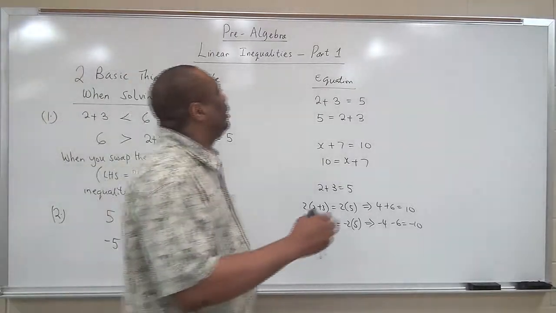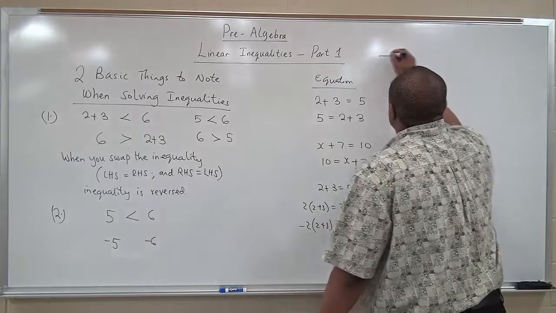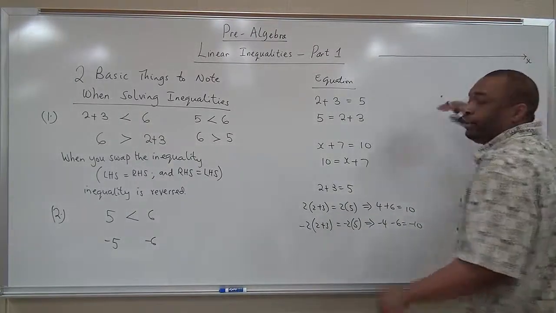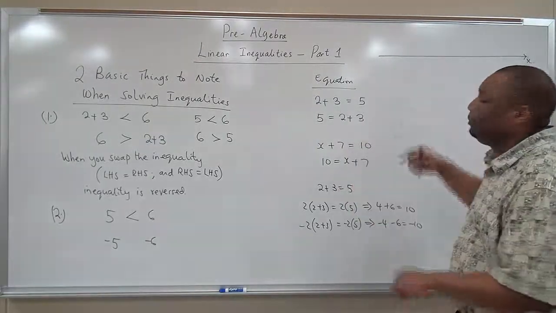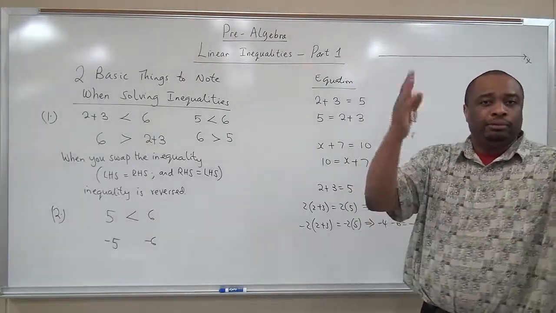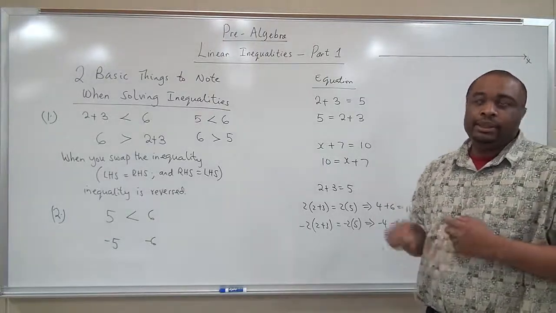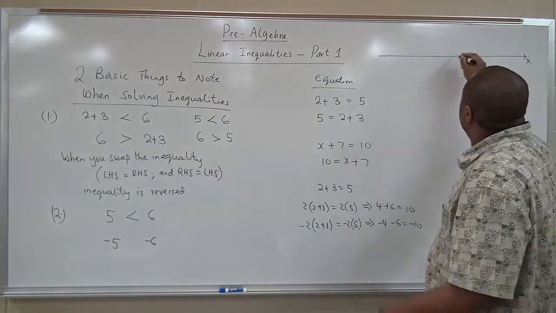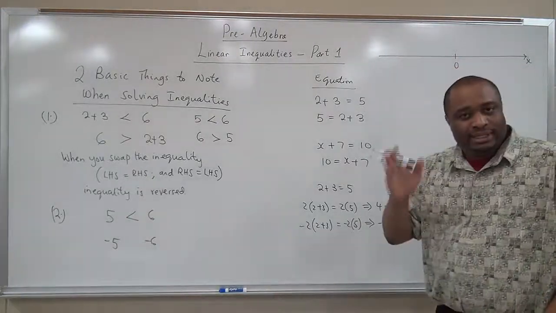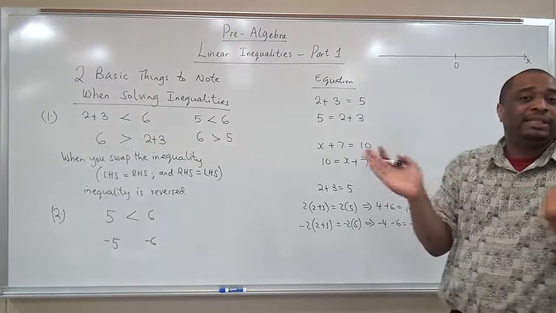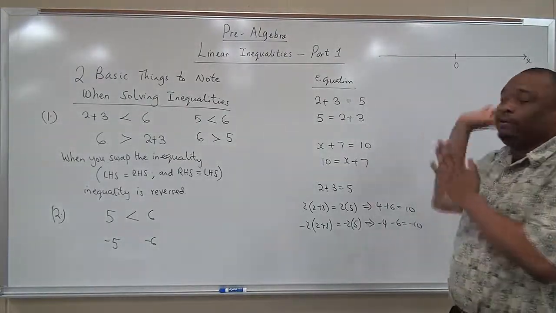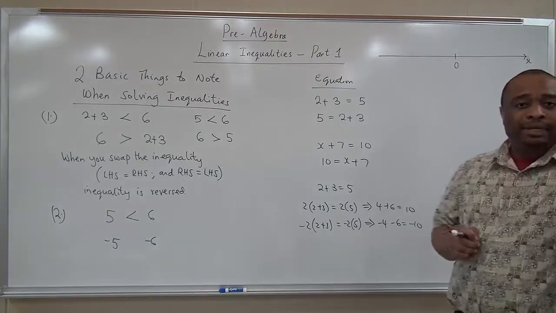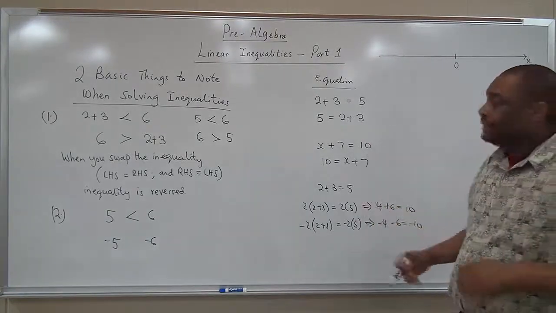Remember, some students make mistakes on this. If we consider the real number line, please, before you view this video, view the video on numbers, where we talked about the real number line. You see that zero is always there. Zero is neither positive nor negative. To the right of zero are the positive numbers, to the left of zero are the negative numbers. Please view the video I did on numbers.